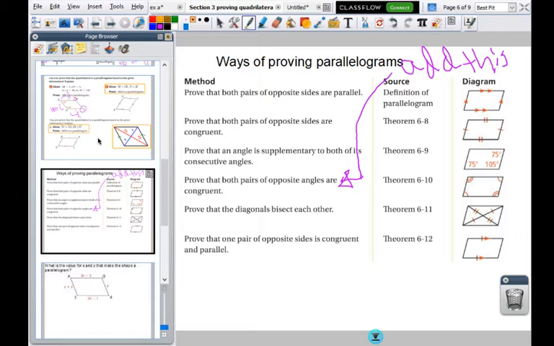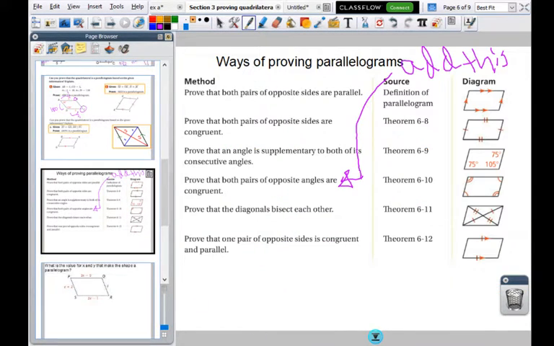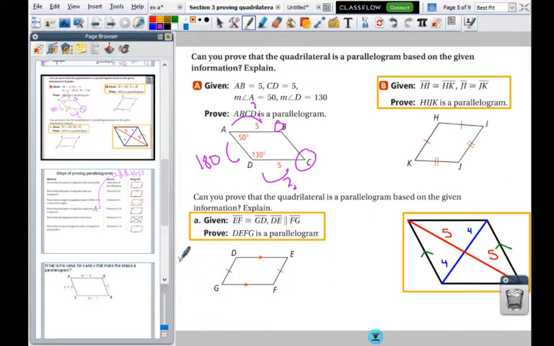Alright, do the diagonals bisect each other? No. Do we even have diagonals? No. Alright, is one pair of sides congruent and parallel? No. So is this a parallelogram? Could be, I mean. It could be, but you can just say it needs more info. Going with it makes things feel a lot better. Needs more info.